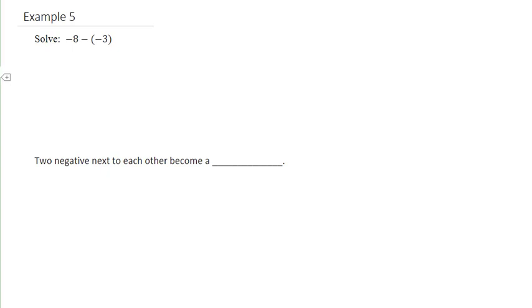Example 5. Solve the following: negative 8 minus negative 3. Something to note is that when we have two negatives next to each other, they become a positive or plus sign. So we still have negative 8, and then this negative sign and this negative sign become positive 3. Now we're left with negative 8 plus 3. We are becoming less negative, so negative 8 plus 3 gets us to negative 5.